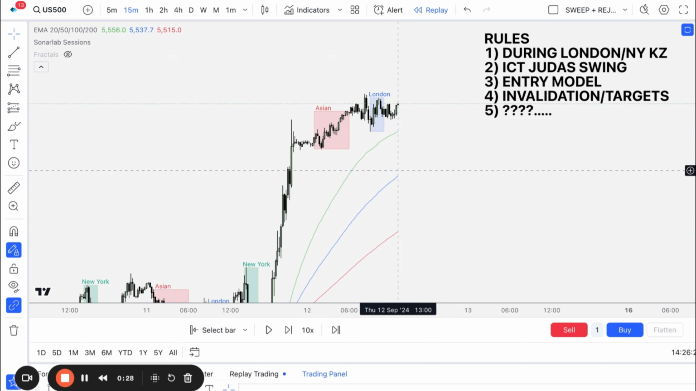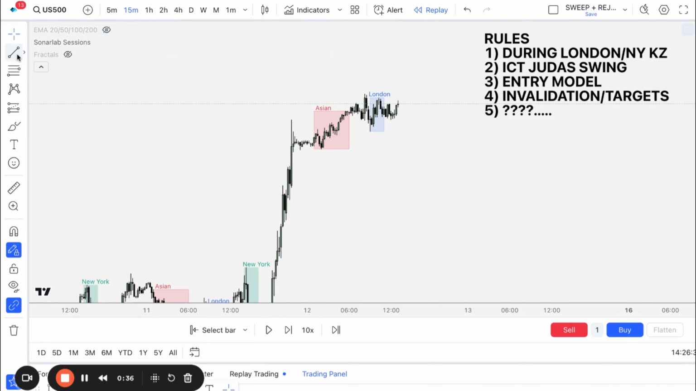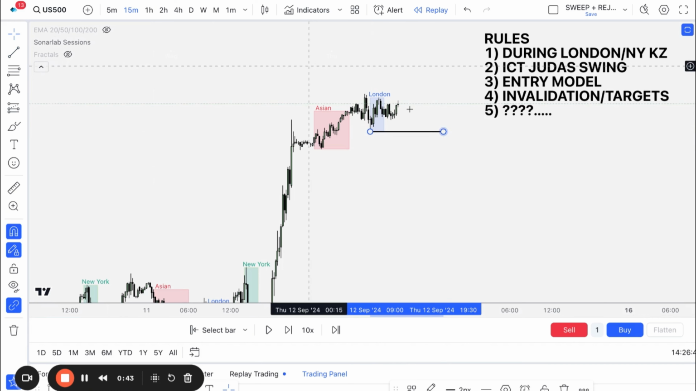Therefore, if you do look for shorts on this market, you're simply going against order flow and you're essentially going counter trend within the market. So we're only looking for longs on this market. Let's just remove the EMAs for simplicity. And we're currently entering into the New York kill zone.